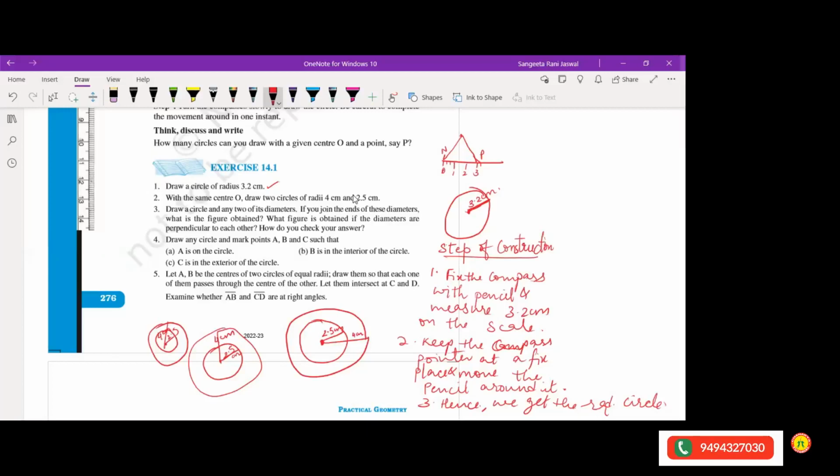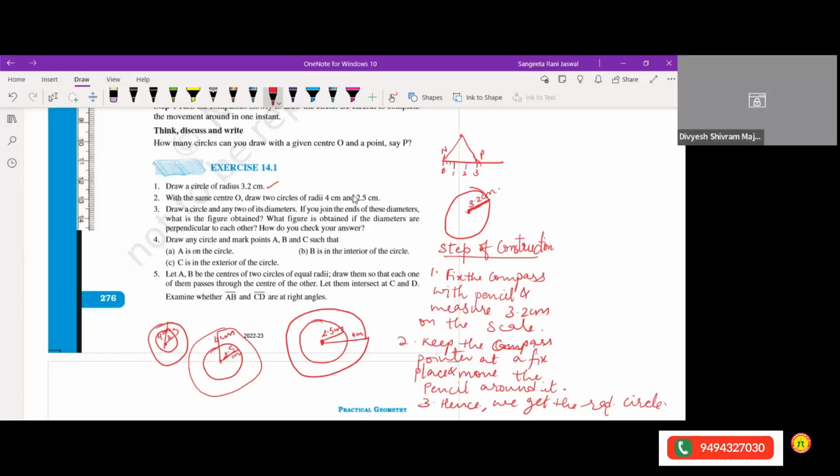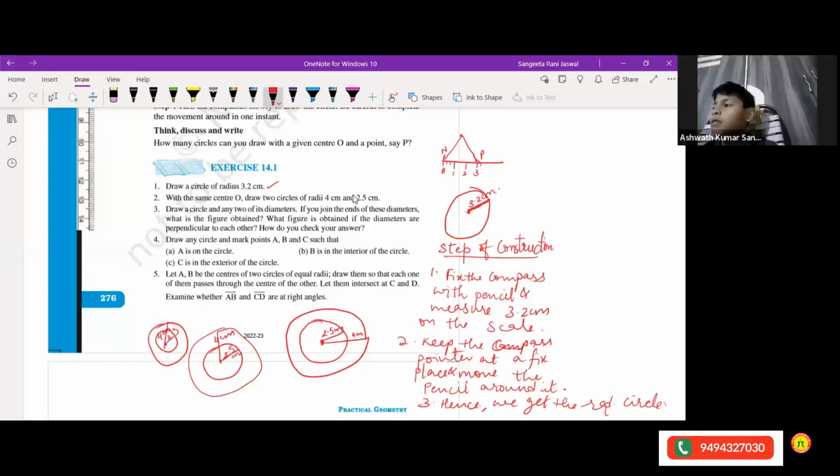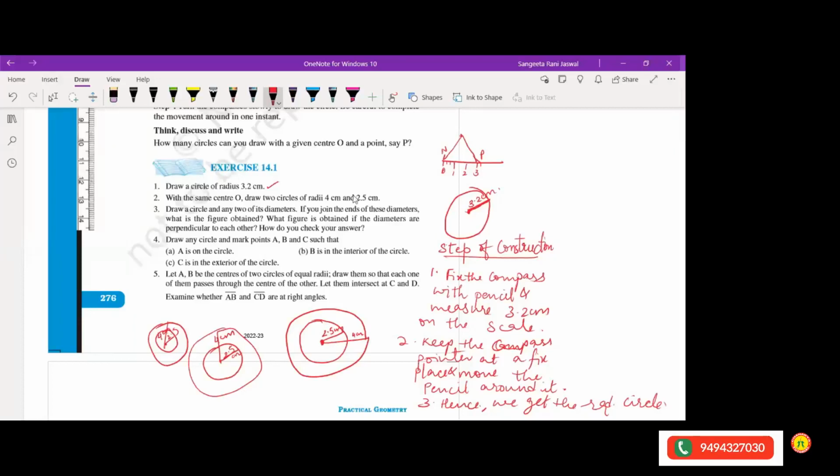Do this, and please, everyone now write the steps of construction. Ma'am, I already wrote the steps of construction. Ma'am, can you explain how we should write the construction steps? The steps of construction are written here. See the screen here. Is the screen visible to you?